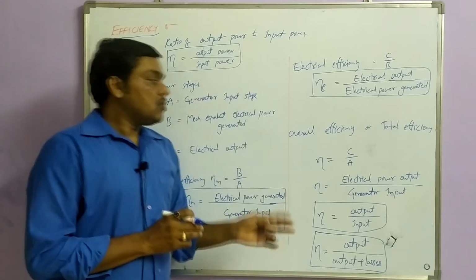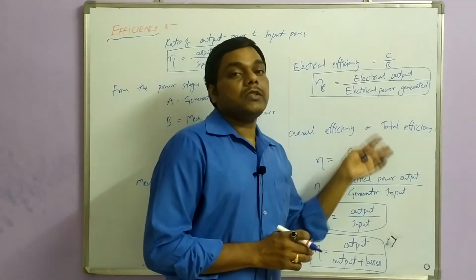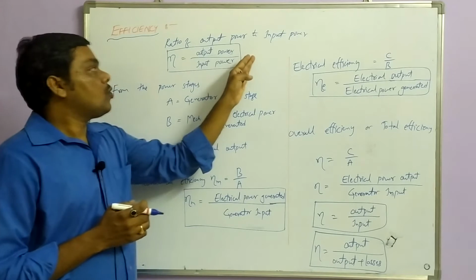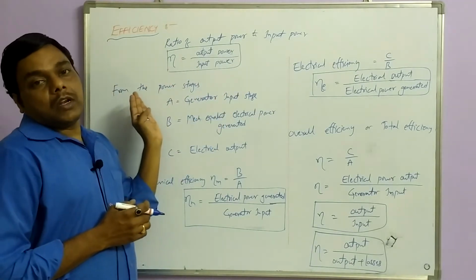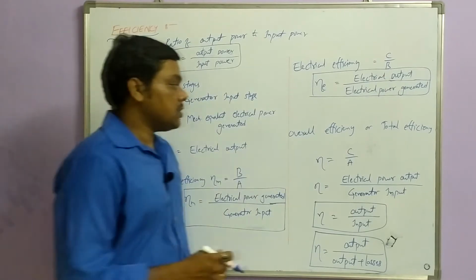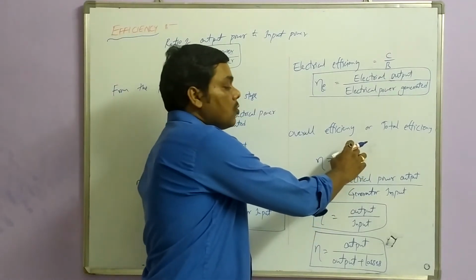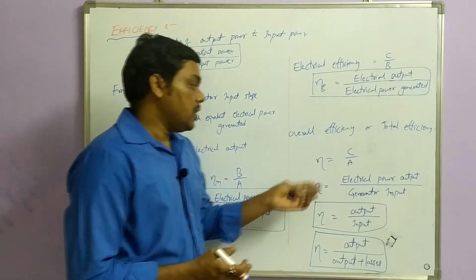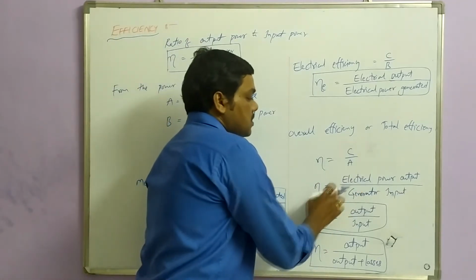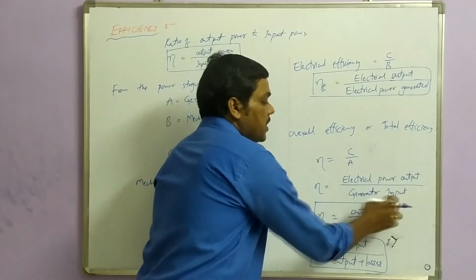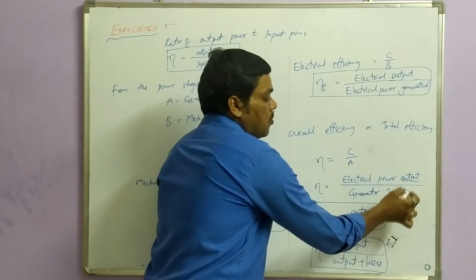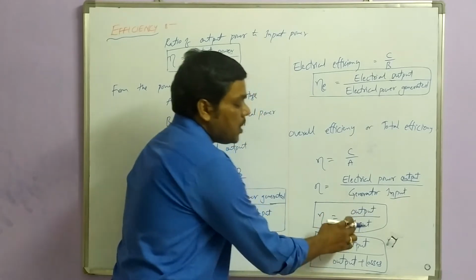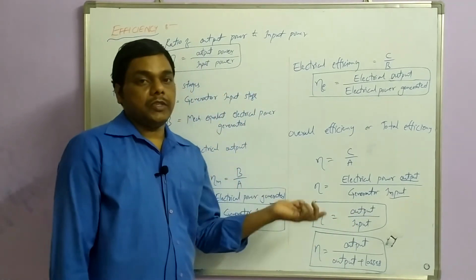Now the total efficiency from the input to output, since the efficiency definition is output power by input power. The overall efficiency or total efficiency, sometimes also called commercial efficiency, is given by the total output power to the total input, that is, from the primary stage. So it is equal to the last stage, third stage electrical output, by the first stage mechanical input, nothing but generator input. So eta is given by C by A. What is C? C is nothing but electrical power output divided by generator input. Now you can see here output by input. In a simple sentence we can write eta is equal to output by input. So it stands for total efficiency.